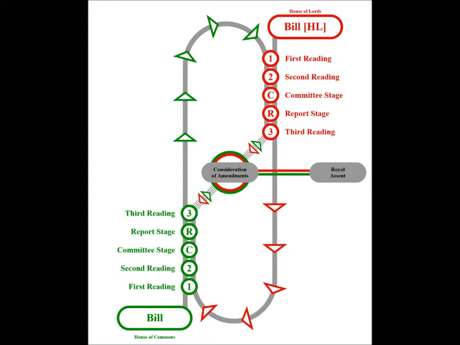Okay, that image I just put up there is a basic chart showing how things go round and round the House of Commons and the House of Lords, getting debated backwards and forwards, until eventually they're either thrown out or they get royal assent.